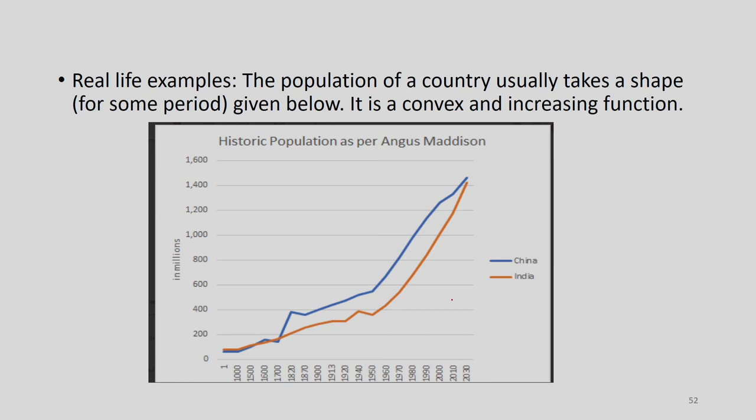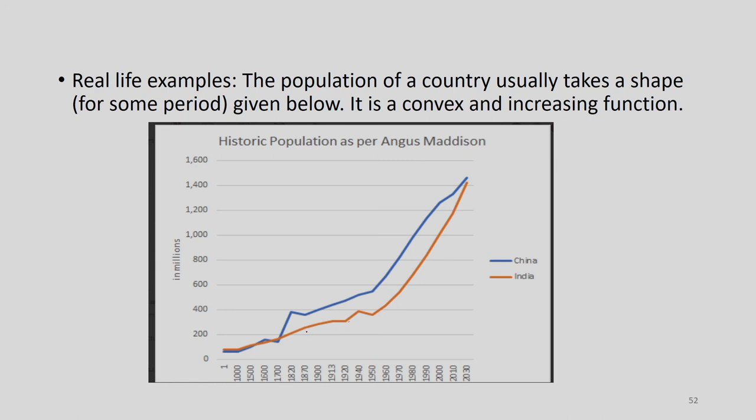Now, look at the shape of India's population. It is a rising function, more or less. At some points it is wavering a bit, but overall it is a rising function. That means population has been rising over the years. But look at how the function is shaped. It is close to a convex function. As the years pass by, the rise of population is becoming faster and faster.